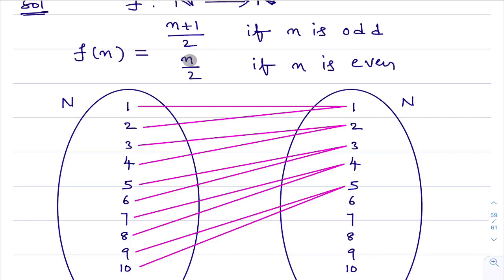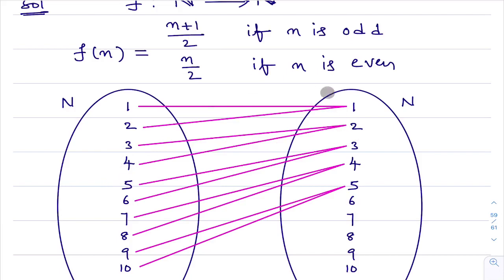In place of n, you write 2. 2 by 2 is 1. I hope you are understanding. So 2 is also related to 1. Now you take 3. 3 is an odd number. As 3 is an odd number, you need to take this function. 3 plus 1, that is 4. 4 by 2 is 2. That's why 3 is related to 2.